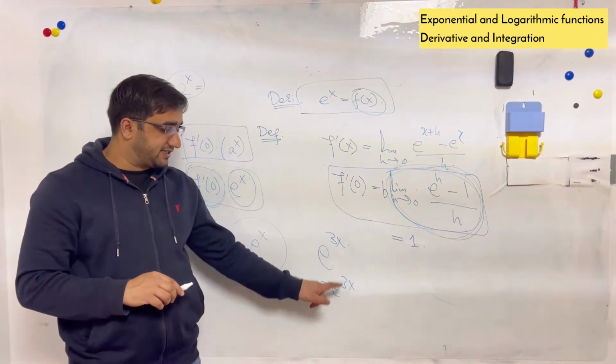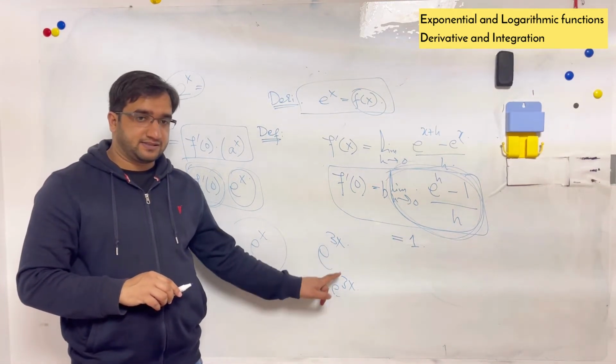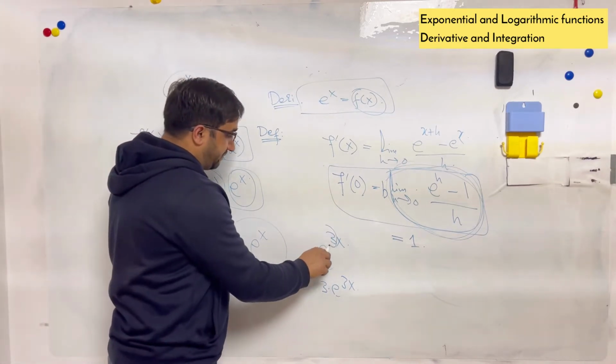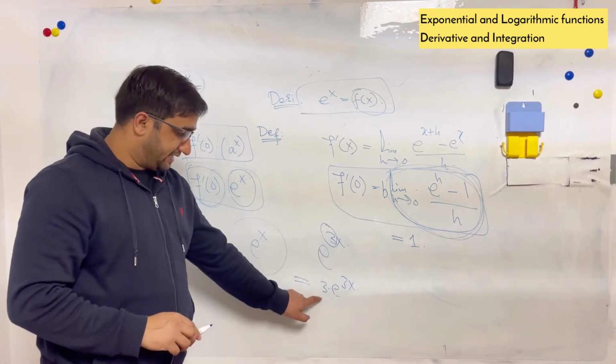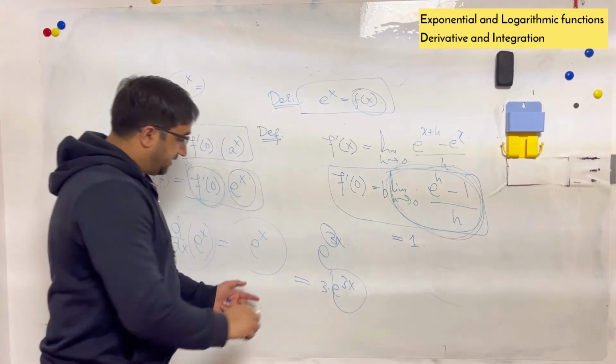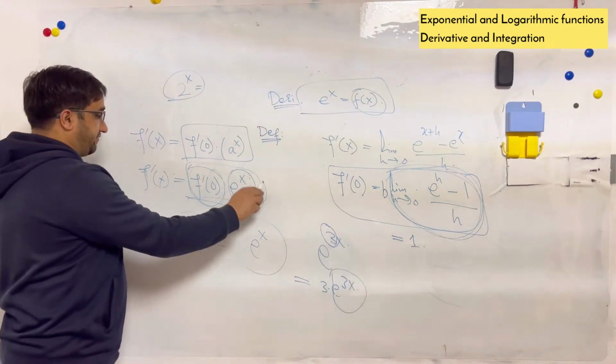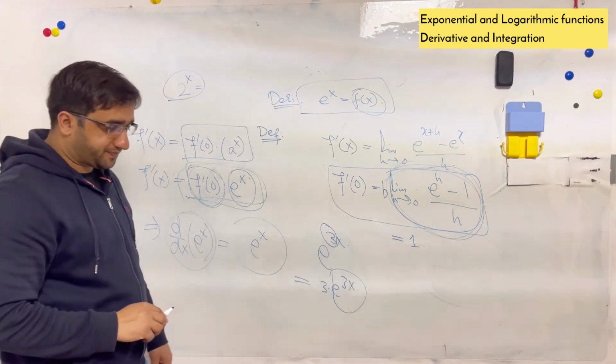This is the derivative, right? So whatever constant will be multiplied with this, you will get it here, and the function will be repeated because of this formula, because of this rule.